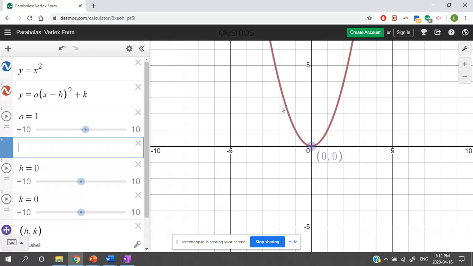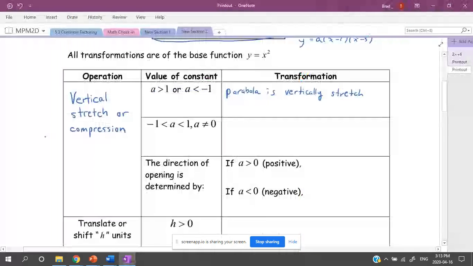So here we have y equals a times (x minus h) squared plus k. That's vertex form. So what I'm going to do is grab this slider and increase the value of a. So you can see now a is 3. And the red parabola there, you can see the higher A goes, the more vertically stretched it gets compared to the original y equals x squared. So the higher A is, the more stretched it gets. Also, the lower it gets below -1, the more vertically stretched it gets, but just in the opposite direction. Okay, so that's vertical stretch.